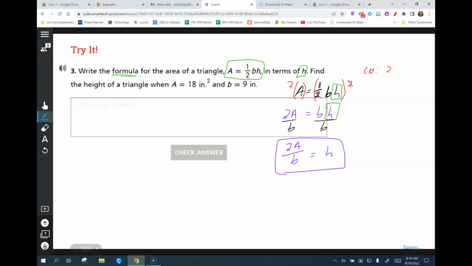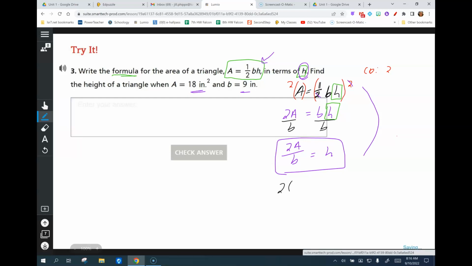Okay, that is our entire answer because we have it in terms of h, meaning that I'm going to have h on one side, everything else on the other side. Then the next step is find the height of the triangle when a is 18 and b is 9. Now I realize we could have plugged it into this original equation, but we want to get into the habit of how can I change this. This will come up lots of different places. One of them is in graphing that we'll see next unit, I believe. So we're going to now plug this information in.